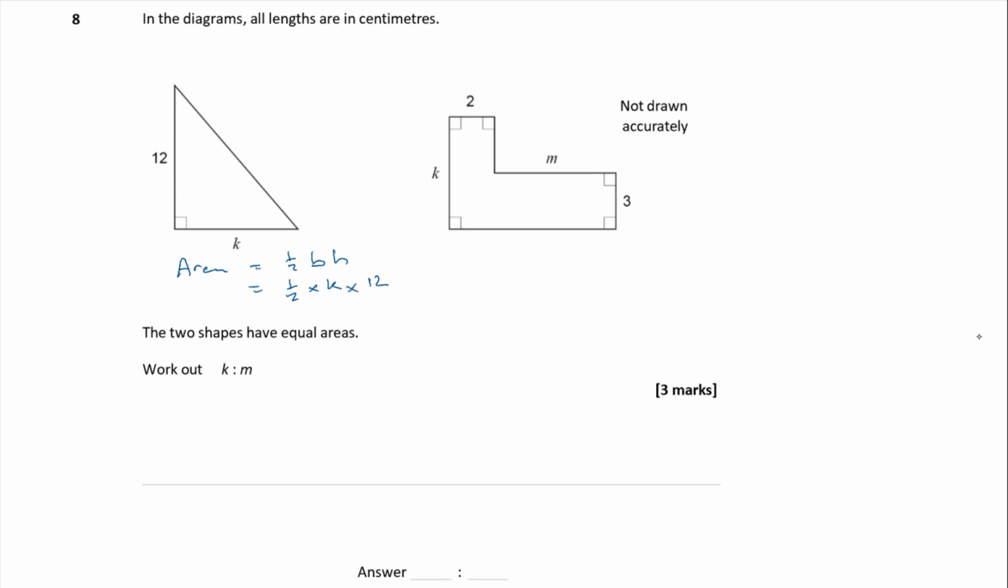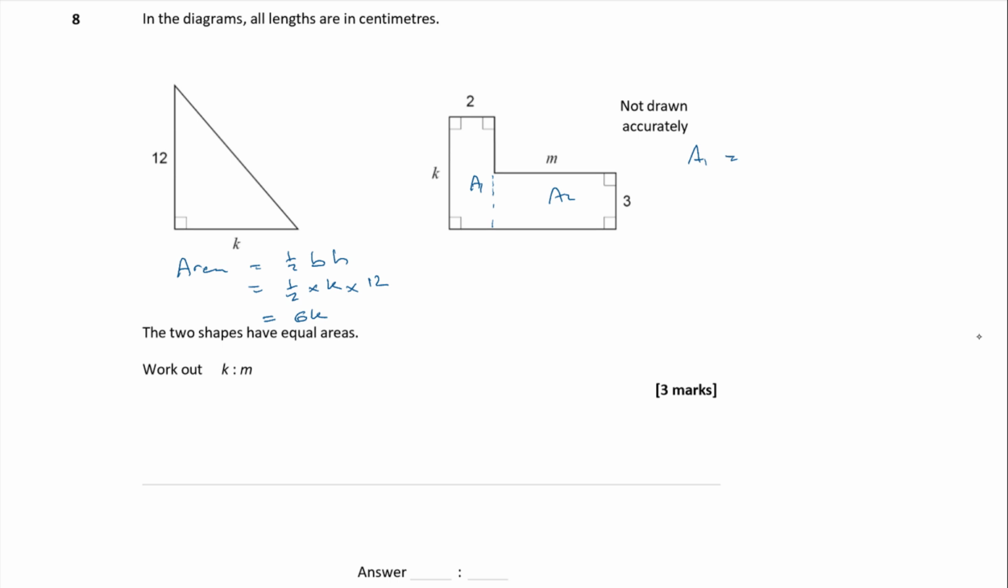Half of 12 is 6. That's going to give me 6k. So the area of the triangle is 6k. What have we got for the other shape over here then? I think what I'm going to do is divide it like that, and that seems to make sense. So I've got area 1 and I've got area 2.